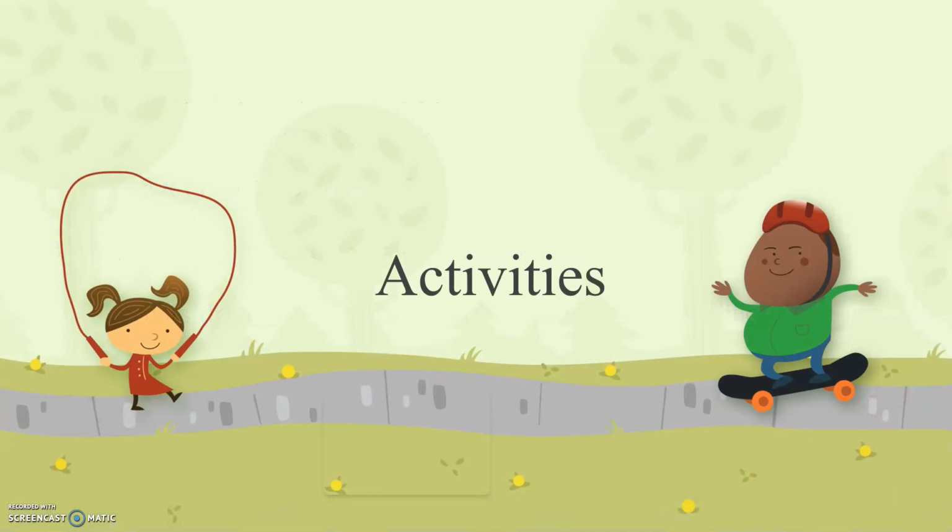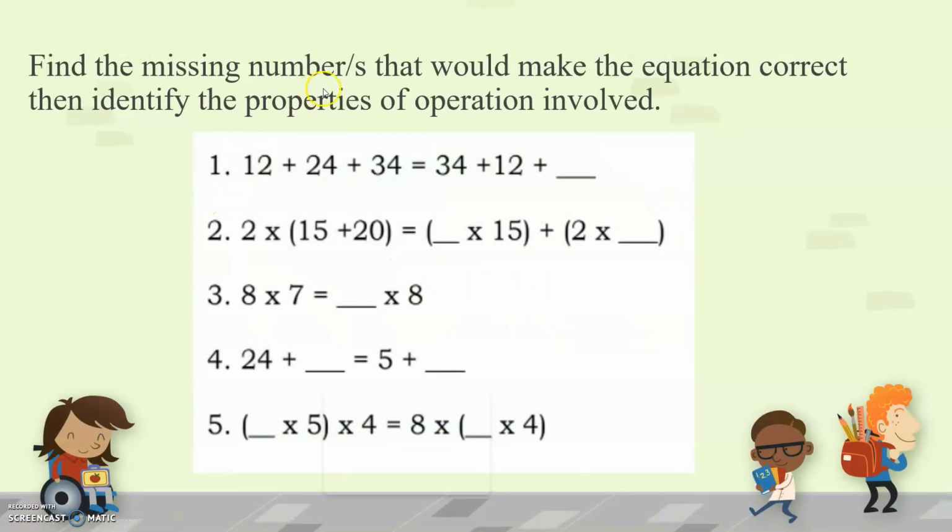Okay, let's now go to activities. So, find the missing numbers that would make the equation correct. Then, identify the properties of operation involved. So, for number 1, we have 12 plus 24 plus 34 equals 34 plus 12 plus blank. So, ano ba yung missing number dito na nandito? So, we have 34 and we have 12 and the missing number is 24. Okay, and the property used is commutative property of addition.